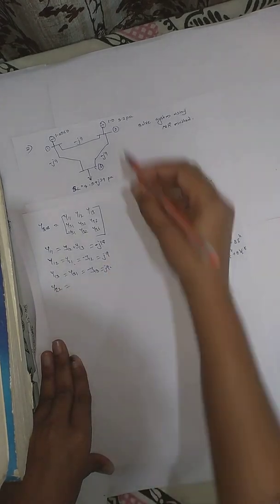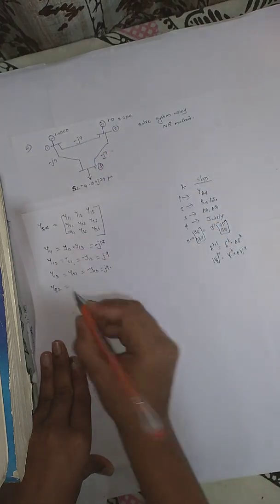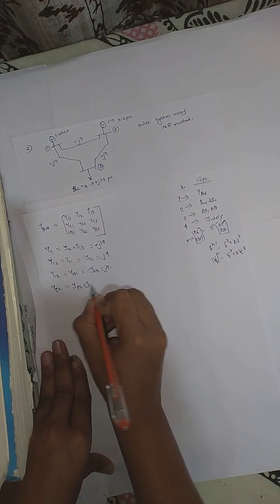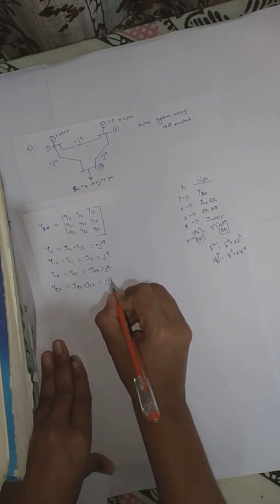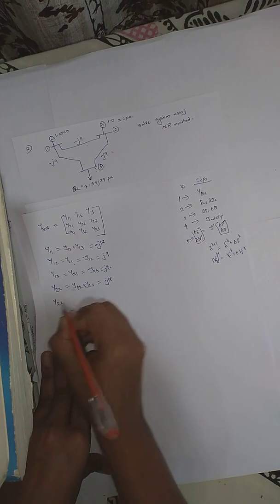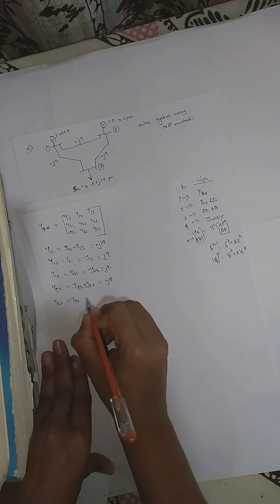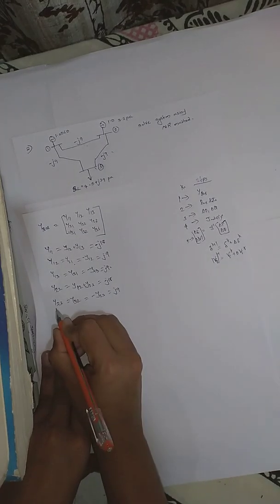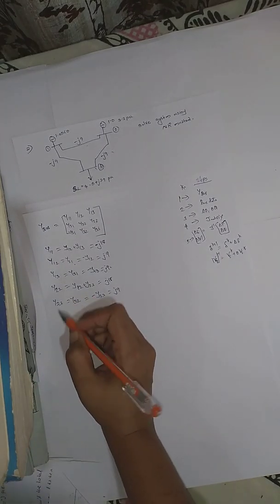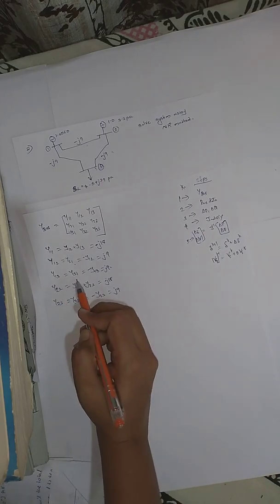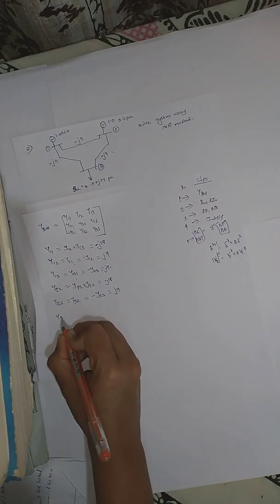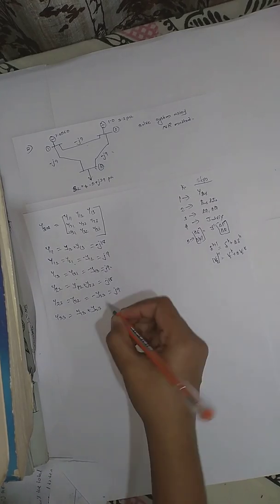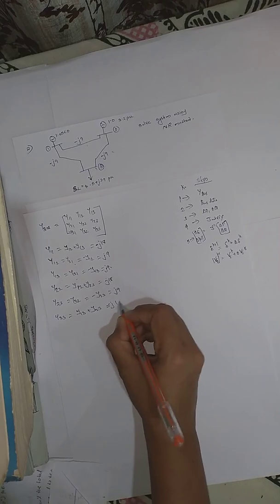Then Y22 is equal to all the things connected to the second bus. So that is equal to Y12 plus Y23. That will again be minus J18. And Y23 will be equal to Y32, which is equal to minus of Y23, that is J9. Y21 and Y31 and Y32 we have found out. And Y33 is equal to Y13 plus Y23, that is equal to minus J18.